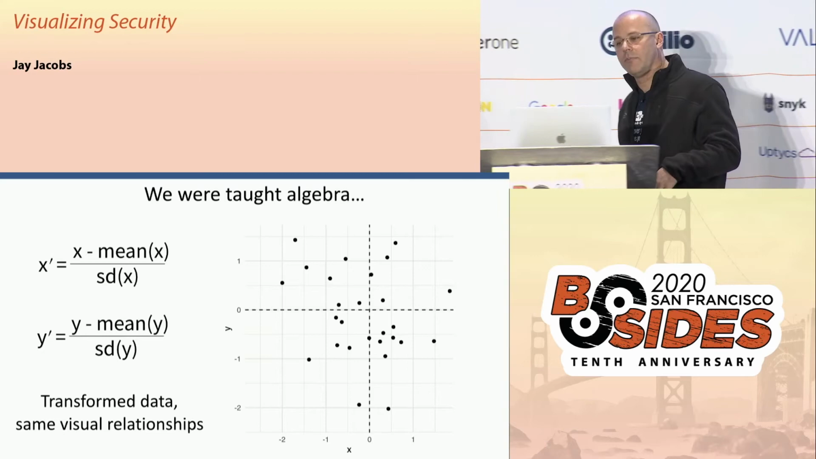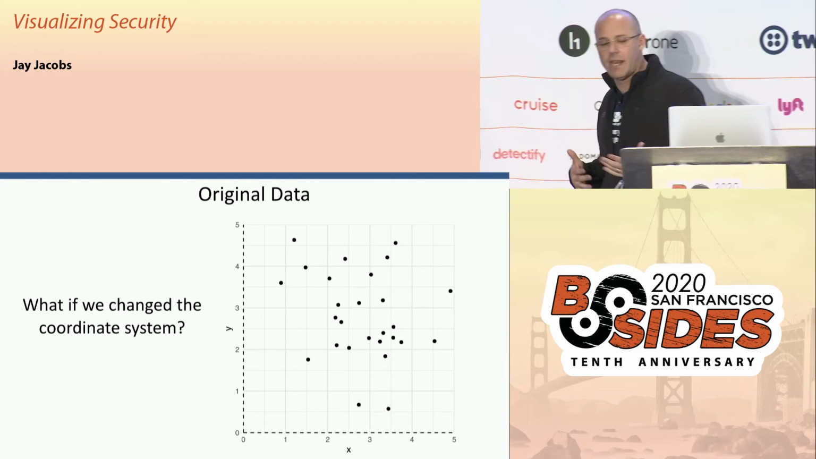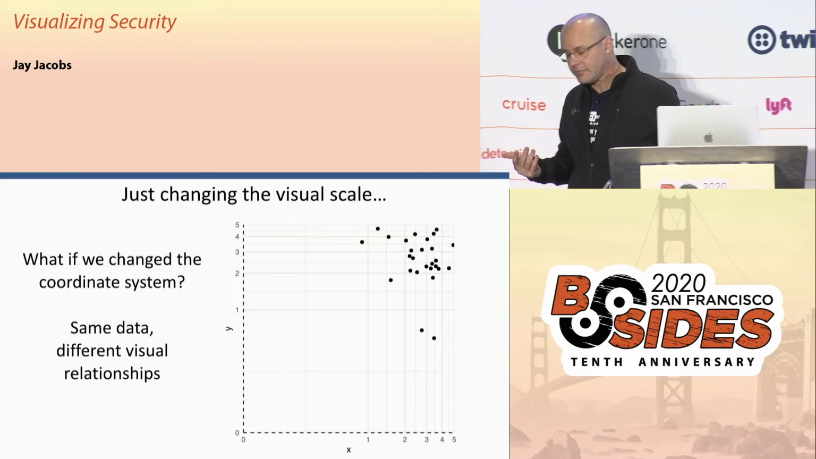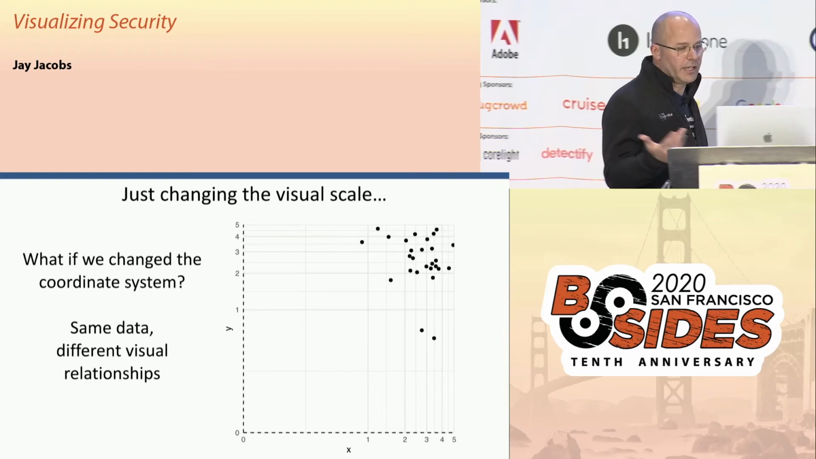Now, you can also change the visual coordinate system but keep the data. So this is basic data, 0 through 5. We can put this on a log scale. This is where I'm going to harp on the log scale. So this doesn't look very good. It pushes things into the upper left.